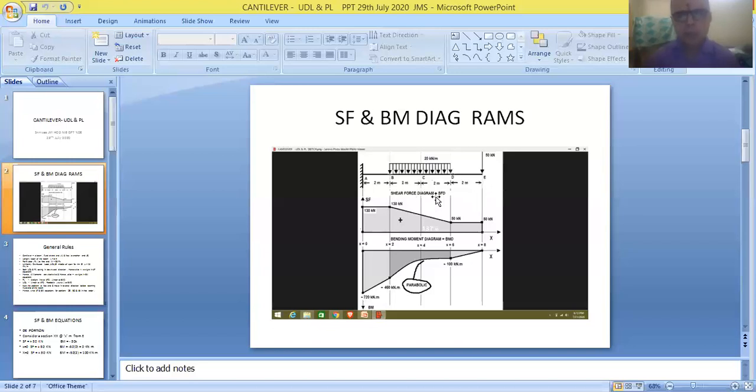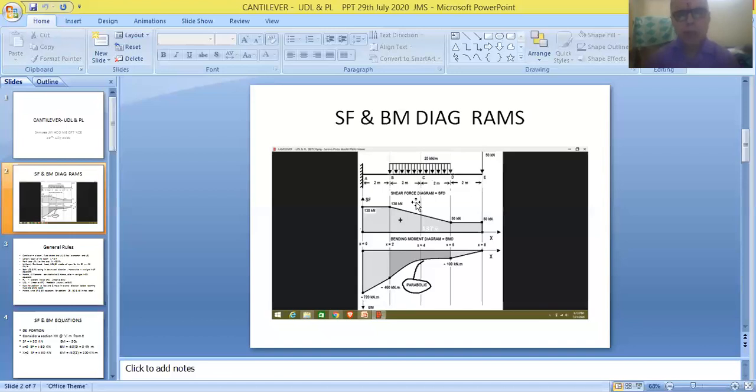So this is the beam that is fixed at one end and free at another end. That's why it is called a cantilever. Now, friends, the fixed end point A is used for indicating the fixed end of the beam, and point E is used for indicating the free end of the beam.